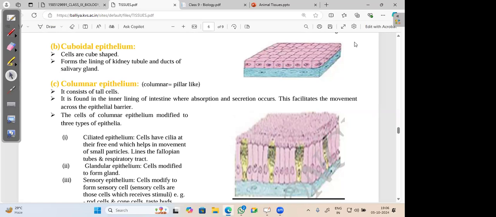Ciliated columnar. So the squamous tissue is flat in structure. In the cuboidal epithelium, the cells are cubical in shape, that means the length, breadth and height are almost the same. For the columnar epithelium, the cells are pillar-like. So what is the function of the squamous epithelium?